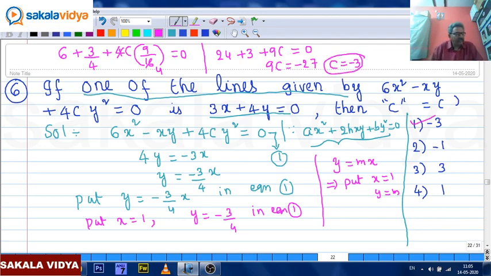So first option is the right option. You follow this step. Whenever you want to substitute y is equal to mx, put x is equal to 1 and y is equal to m. Here put x is equal to 1, y is equal to minus 3 by 4. That's all. You will get the answer.